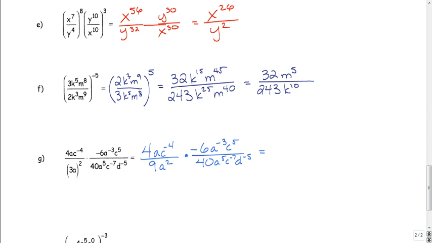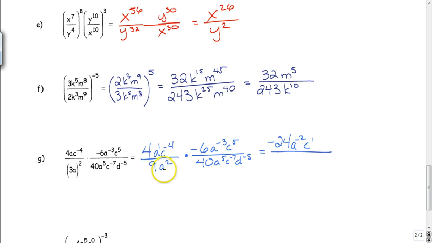So if you do it this way, if you multiply across the top, you're going to end up with a -24. We have a and a to the -3. So remember, when you multiply, you add. So 1 minus 3 is a to the -2. And then we have c to the -4 and c to the 5th. So that's c to the 1st.